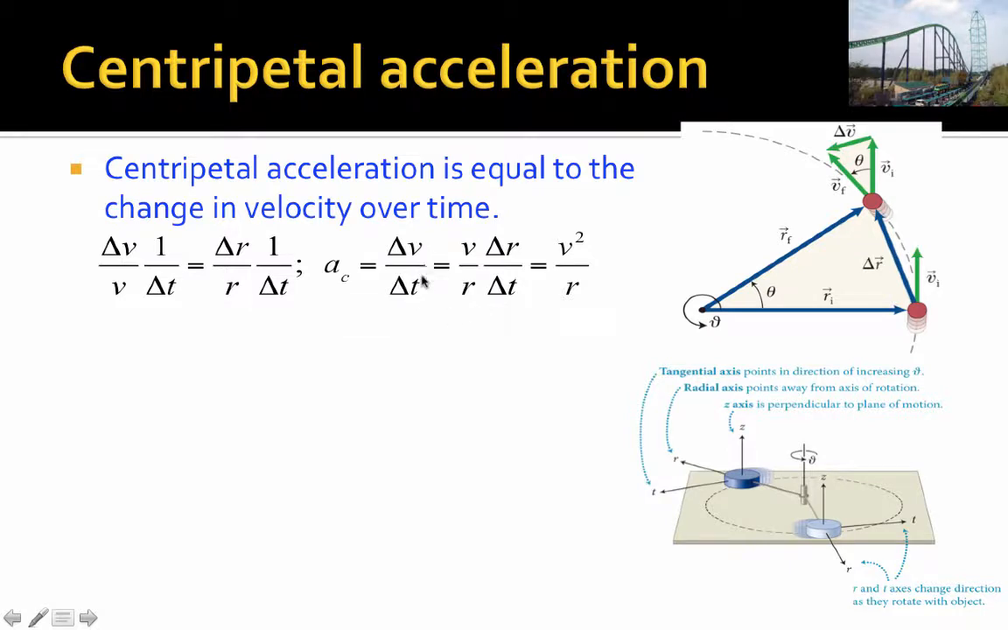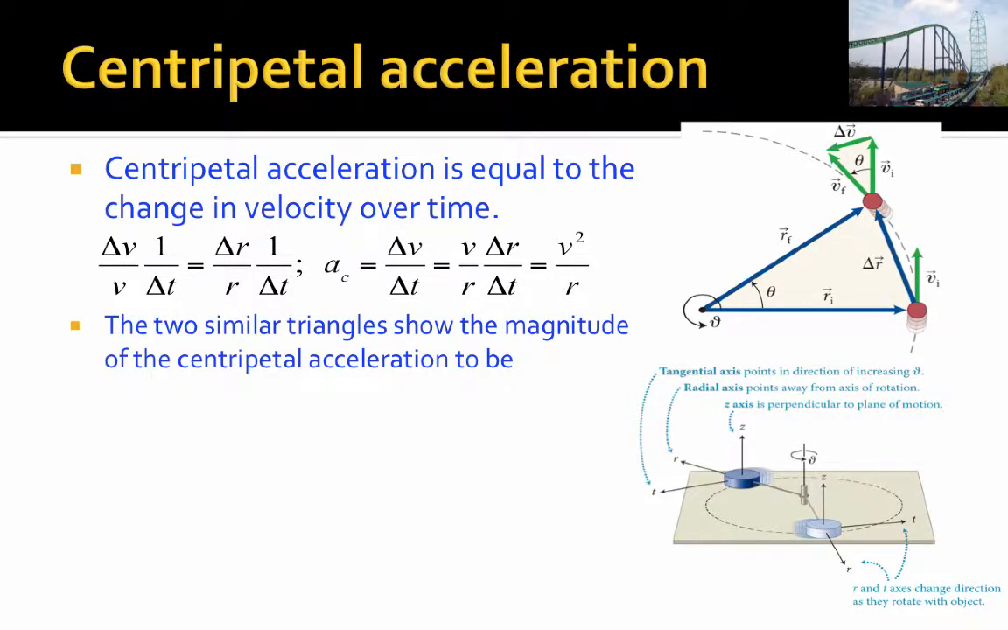So delta V over delta t is equal to the centripetal acceleration, and this is now equal to V over R times delta R over delta t. But what is delta R over delta t? That is simply the definition of velocity. So this is V over R times V, which is just V squared over R. And there we go. Centripetal acceleration equals V squared over R, where V is the tangential velocity.